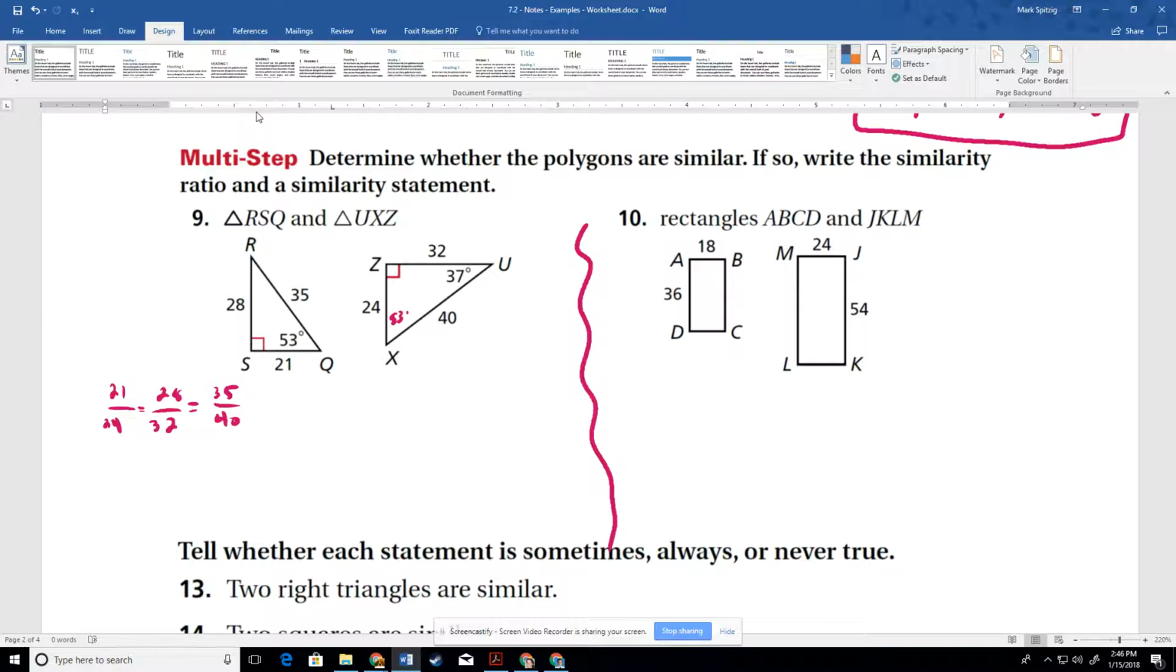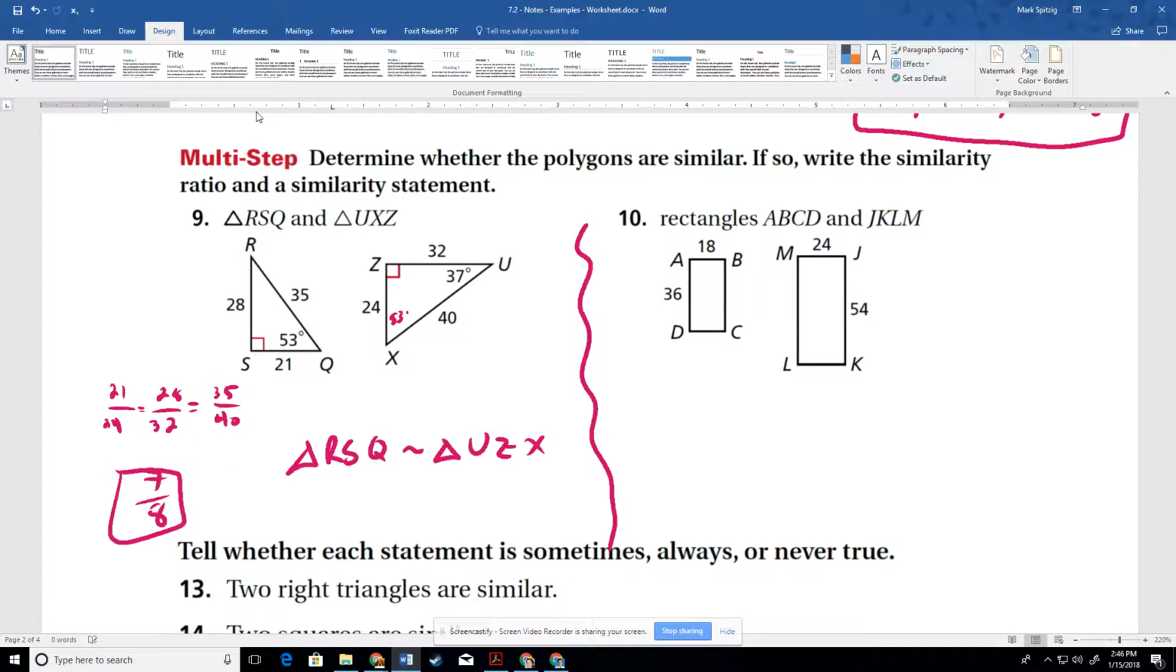Now we just have to write the ratio. And again, the ratio is just going to be a reduced version of one of these, which just ends up being 7/8. And then we can write it as, let's go with triangle RSQ is going to be similar to triangle. Well, R, again, we can say would be the 37-degree angle, so that would be U. S is the right angle, which would be Z, and 53 would be the last one, which is X. So those would match up there.